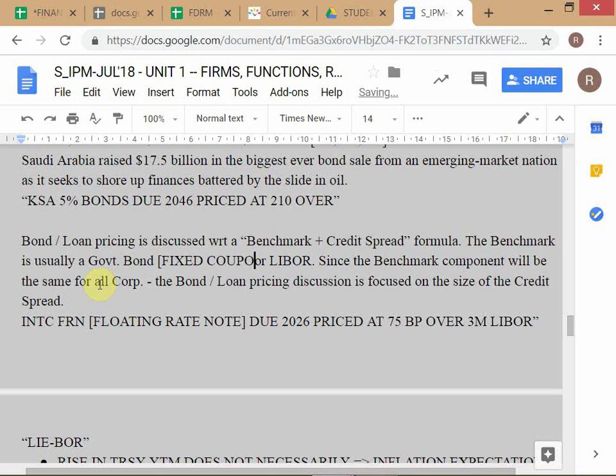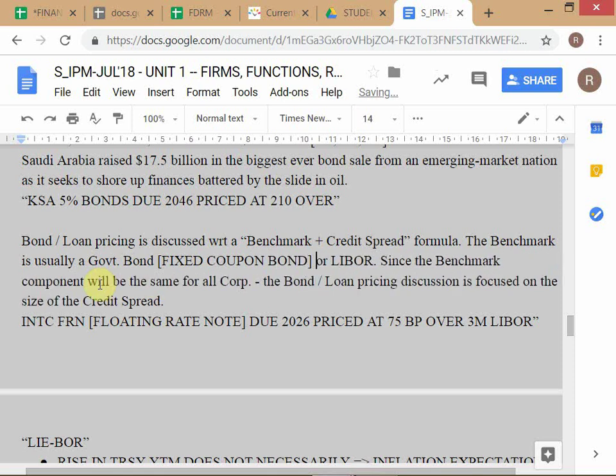Fixed coupon bond. Okay, so when I say bond and loan pricing, we have only discussed bond pricing. Whatever I've discussed with respect to bond pricing applies to loans also. Most loan pricing is on a floating rate basis, because banks are funding on a floating rate basis. Most loan syndications are done by banks, and they try to match it to a floating rate structure. So this is for floating rate debt.